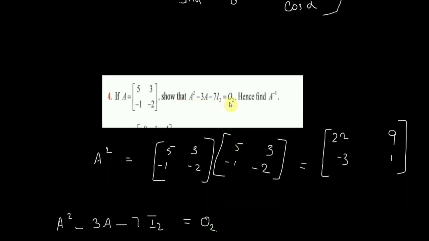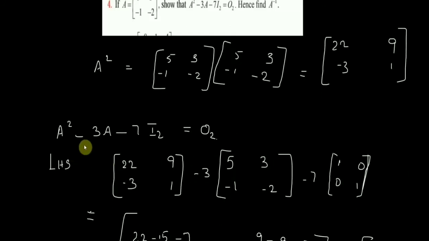This you have done in class 10. You all know how to do it. So let us first find A square matrix. So what is A square matrix? A into matrix A. So 5 into 5, 25 minus 3, that is 22. 5 into 3, 15 minus 6, that is 9. So first row, first column, first row, second column. Similarly here, second row, first column: minus 5 plus 2, minus 3. Minus 3 plus 4, 1.